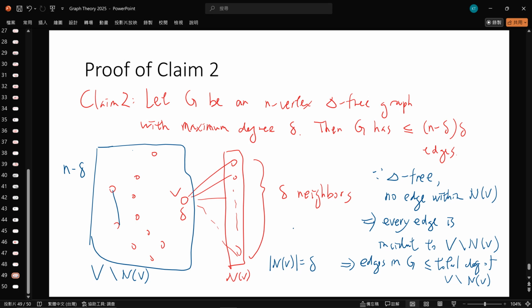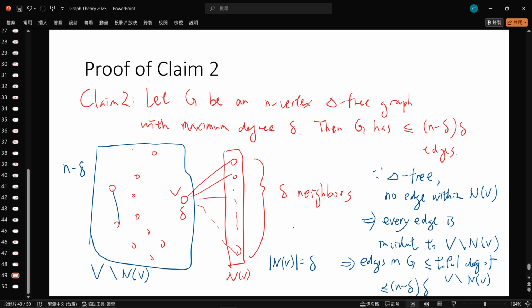So what is the total degree of the blue set? The total degree of this blue set is at most what? Well, we have m minus delta vertices. And since we want to compute the total degree, and we know that for every vertex the degree is at most delta, the total degree is at most m minus delta times delta. Okay?